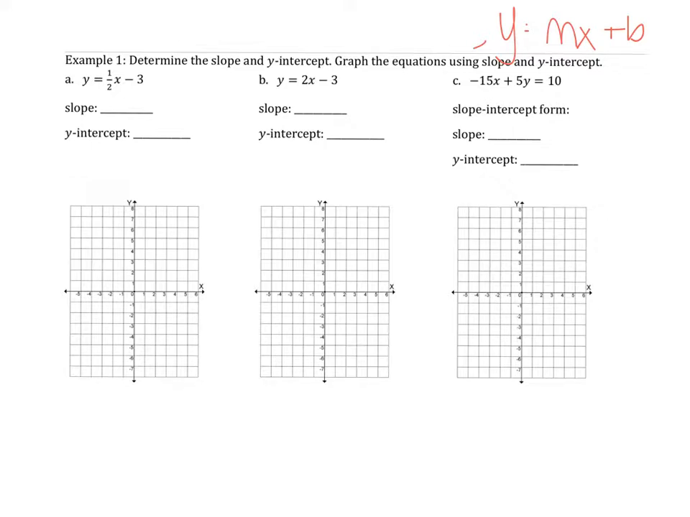When an equation is already solved for y, you can simply look at the coefficient on x to determine the slope. In example A, we see that in front of x, we have a 1/2. That's going to be our slope. The constant, or the number without a variable, is your y-intercept. So in this case, -3.